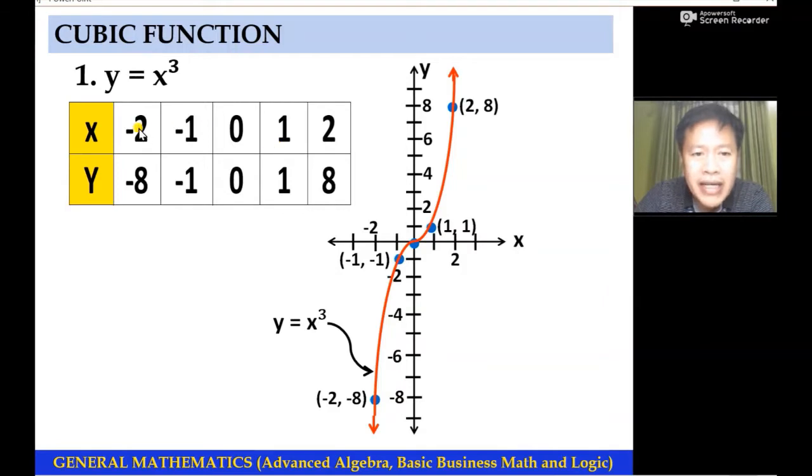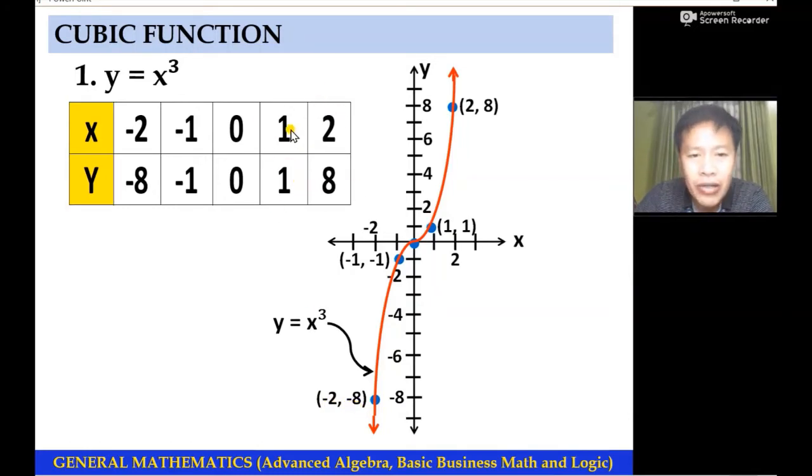If x is negative 2, y is negative 8. Negative 1, negative 2, then move downward: 1, 2, 3, 4, 5, 6, 7, 8. And this is our point with coordinates negative 2 and negative 8. We will proceed with the right side of our table of values.